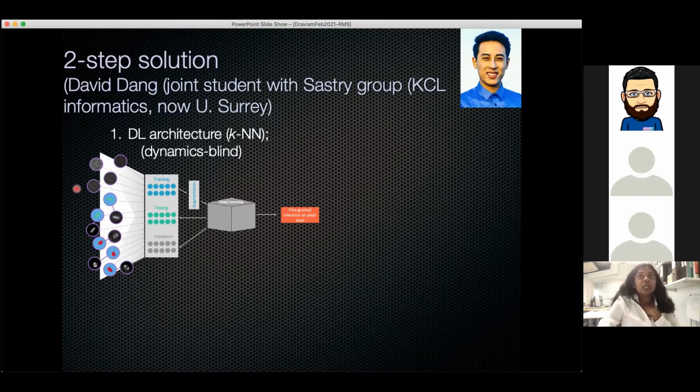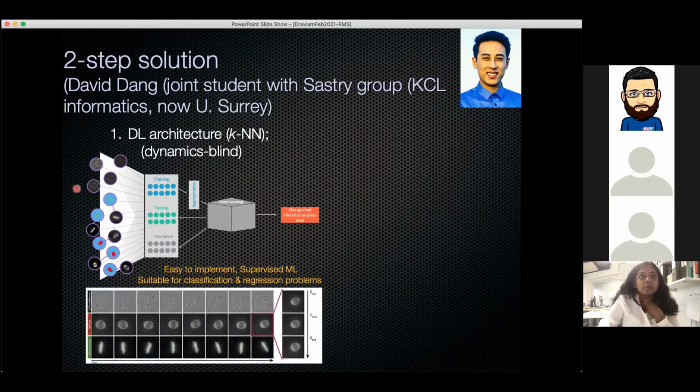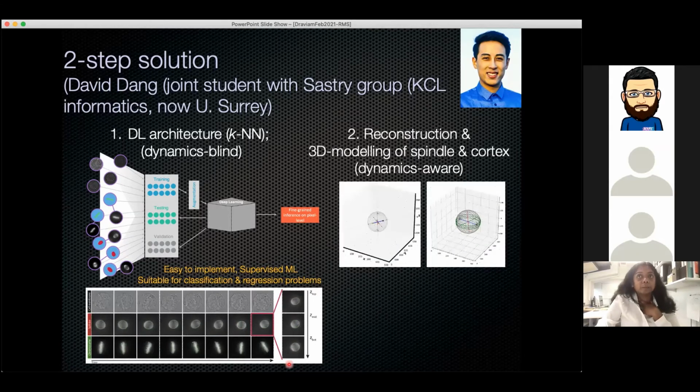So we used the CNN network, and we chose this because it's dynamics blind and it's easy to implement. It can be a supervised machine learning approach, and it's very good for classification and regression type of problems. As you can see here, it can identify where the spindle is very well, and also where the chromosomes are, and it could do it through different stacks. But what we still needed to do was bring that continuity in.